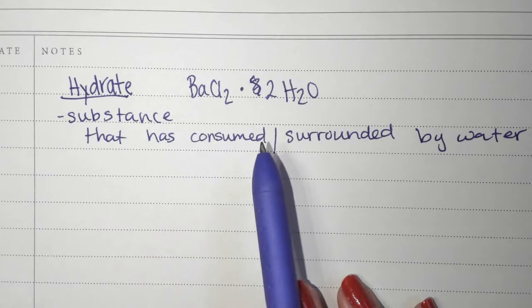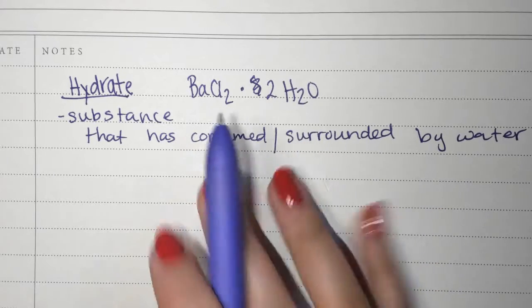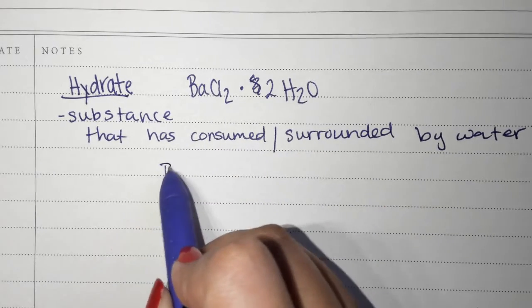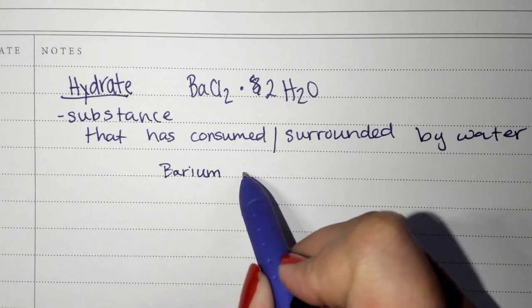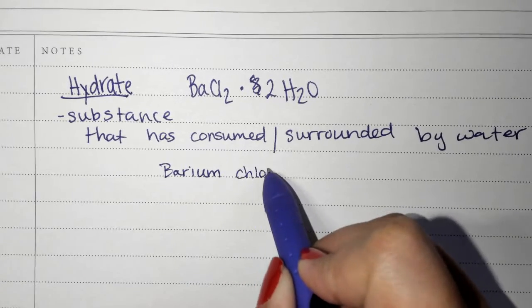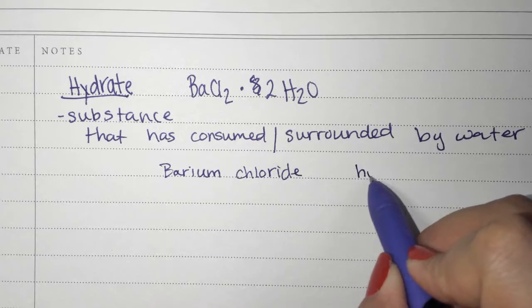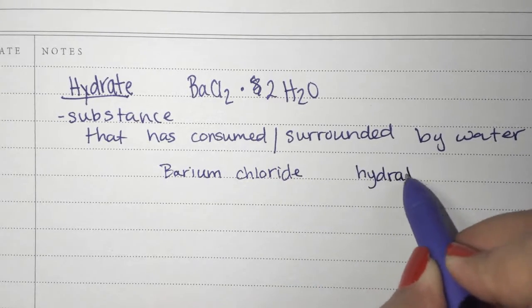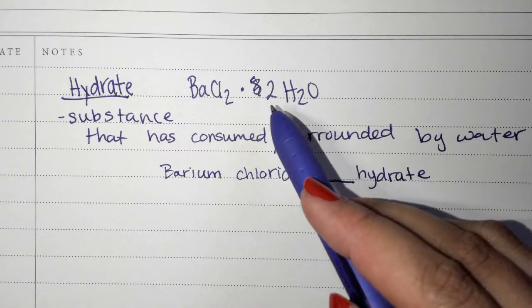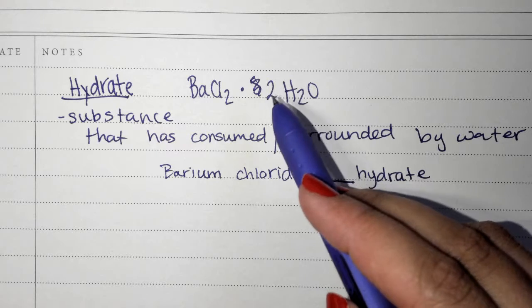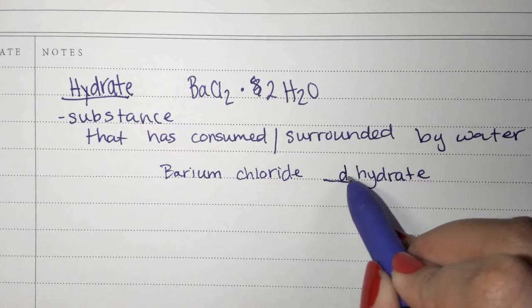So when we're looking at a hydrate, we have to know how to name them, and it's nothing new. So I'm going to use this one as an example. We first name the overall compound like normal, so barium chloride. And then we use the word hydrate for the water molecule, and we add a prefix at the beginning to describe what coefficient is present. So since this is 2, we would put dihydrate.